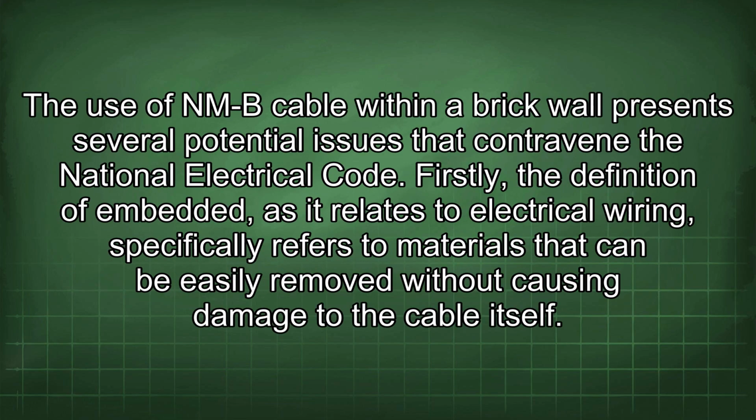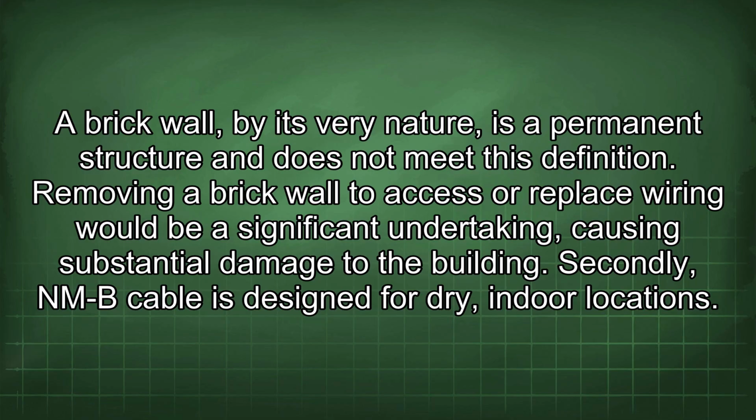The use of NMB cable within a brick wall presents several potential issues that contravene the National Electrical Code. Firstly, the definition of embedded, as it relates to electrical wiring, specifically refers to materials that can be easily removed without causing damage to the cable itself. A brick wall, by its very nature, is a permanent structure and does not meet this definition. Removing a brick wall to access or replace wiring would be a significant undertaking, causing substantial damage to the building.